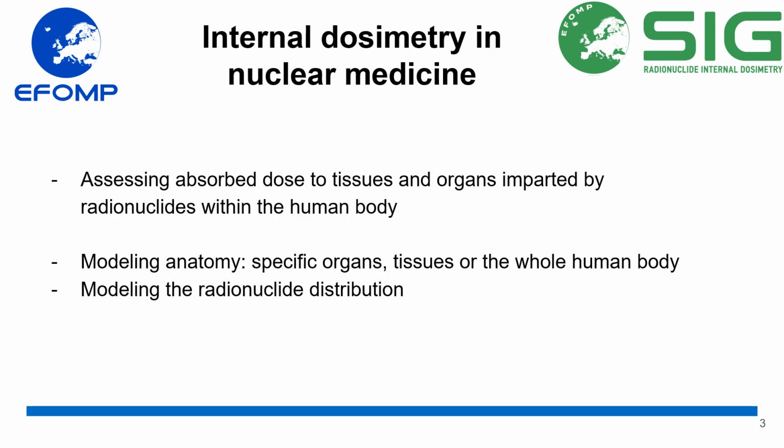Let's start by quickly reminding that internal dosimetry in nuclear medicine aims at assessing the absorbed dose to tissues and organs imparted by the radiation emitted by radionuclides biodistributed within the human body. In order to perform this kind of dosimetry, two ingredients are essential: modeling the human anatomy of interest, which can be specific organs, tissues, or the whole body, and modeling the radionuclide distribution.